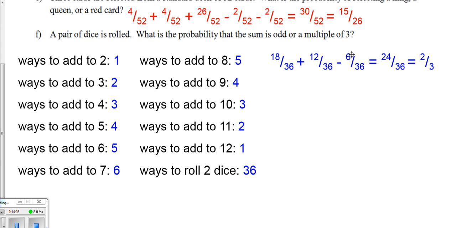We also have to subtract off the ones that are both odds and multiples of 3. That happens here for 3 and 9. So 2 plus 4 is 6. There's 6 ways out of 36 for it to be both an odd number and a multiple of 3. So we add these two and subtract this one, and we get 24 out of 36, which reduces to 2/3. We have a 2/3 chance that the sum of our 2 dice will be odd or a multiple of 3.